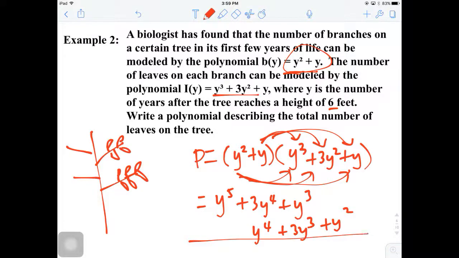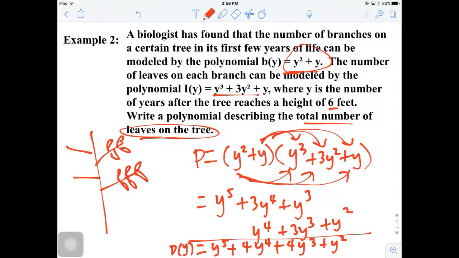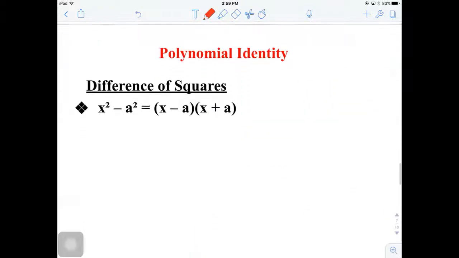I'm going to finally combine it all together. So the polynomial p of y is equal to y to the fifth plus 4y to the fourth plus 4y to the third and plus y squared. So that's the polynomial that represents the total number of leaves on the tree. And that's the end of the problem.